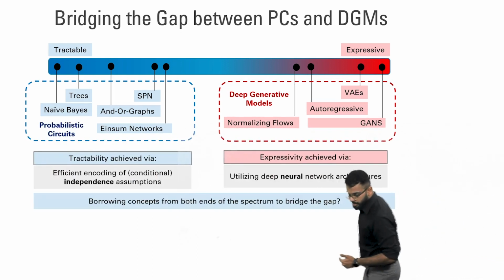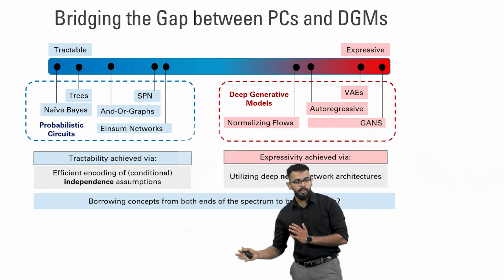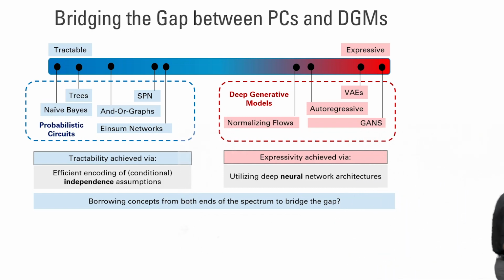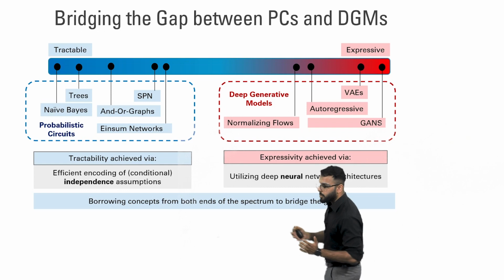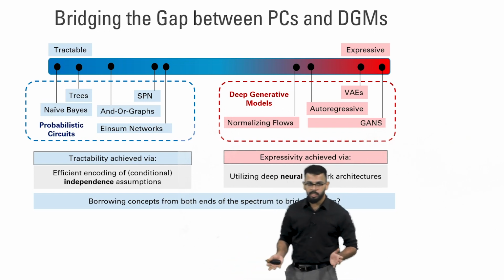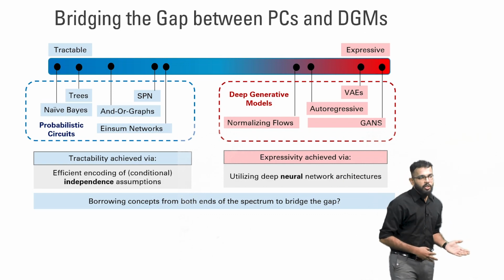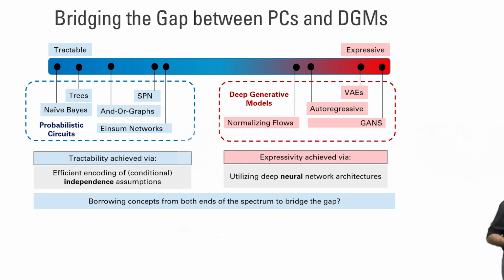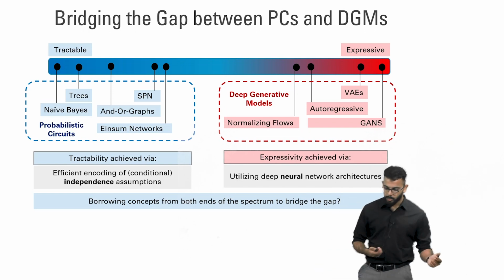And the key idea is that if you analyze what is going on, models on the right end of the spectrum are all deep models. They are using neural networks in some way as flexible function approximators to gain that expressivity, right? And models on the left end of the spectrum focus on incorporating some level of structure through independencies, through factorizations, to make probabilistic inference tractable, right? So how do you borrow concepts from both ends of the spectrum, right? And can you build hybrid models that incorporate both to achieve the best of both expressivity and tractability?